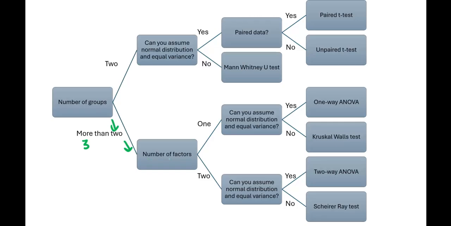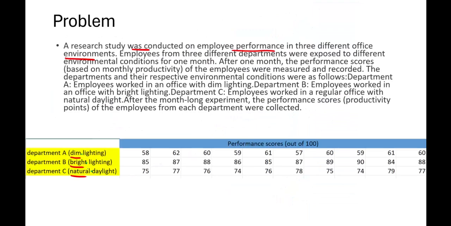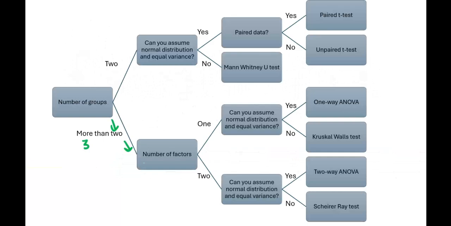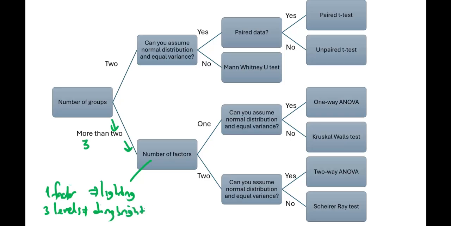And then how many factors do we have? If I go back, we have one factor only, which is the lighting. But this factor has 3 levels, which are dim, bright, and natural. So we have one factor but 3 levels, so we go this way. Can we assume normal distribution and equal variance? For our class, always yes. And we will use one-way ANOVA.